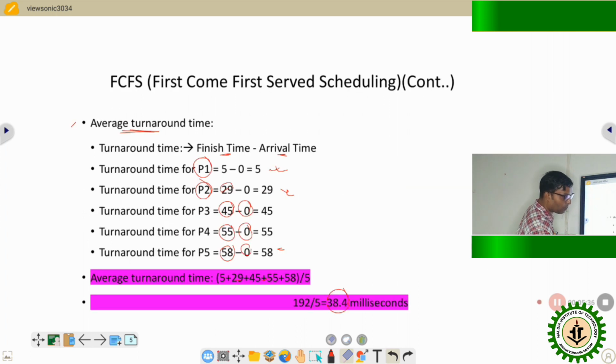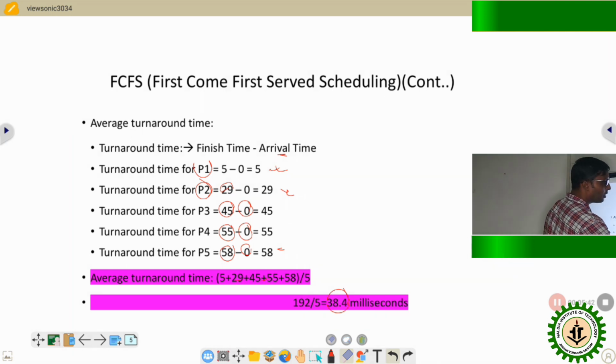Accordingly, similarly, we need to calculate the other things also. I'm just erasing all those things here.